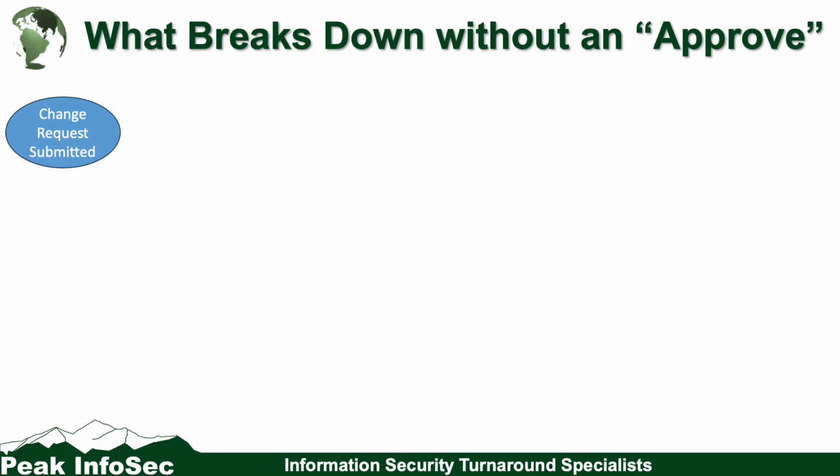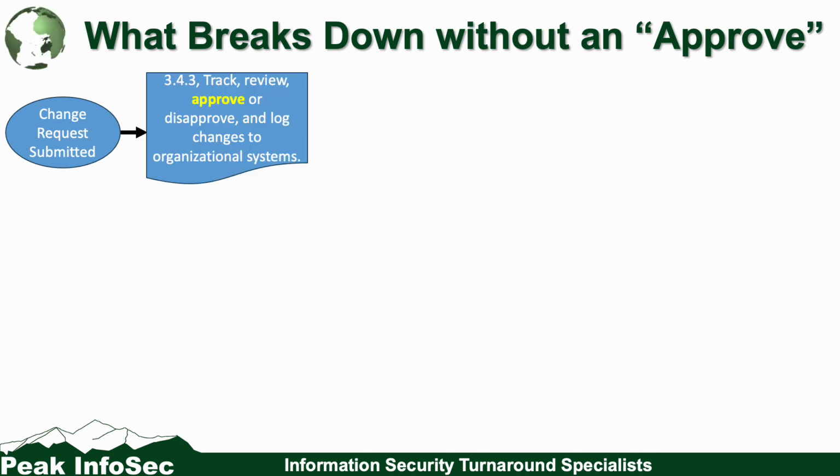Now, if we jump down, we talked about this in a previous CMMC Churns: what happens when the verb approve doesn't appear in your processes. Bad things happen, by the way. So, the classic change request is submitted. It gets to 3.4.3 for track, review, and approve. Again, hint, hint, wink, wink, nudge, nudge.